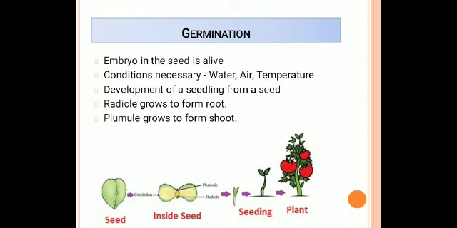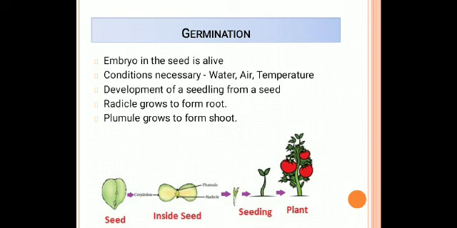So what are the conditions necessary for that? Three conditions are necessary. One is water, then air. Normally air consists of oxygen, so it needs oxygen, and then a suitable temperature. These are the conditions necessary to germinate seeds. When the seed gets all these three conditions, it germinates.